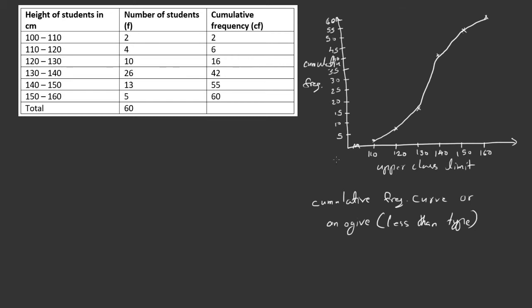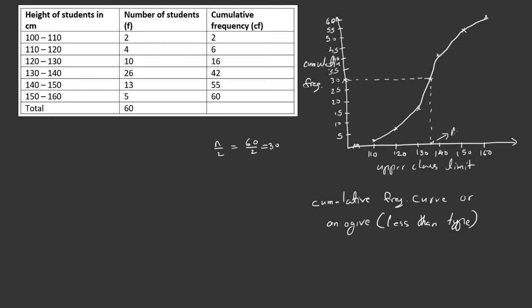Now let us do it. We are going to find n by 2. We know it is 60 divided by 2 is equal to 30. So we are locating 30 here. Draw parallel to x-axis to meet a point on the graph. From this point, draw perpendicular to the x-axis. The point of intersection of this line with the x-axis gives the median.